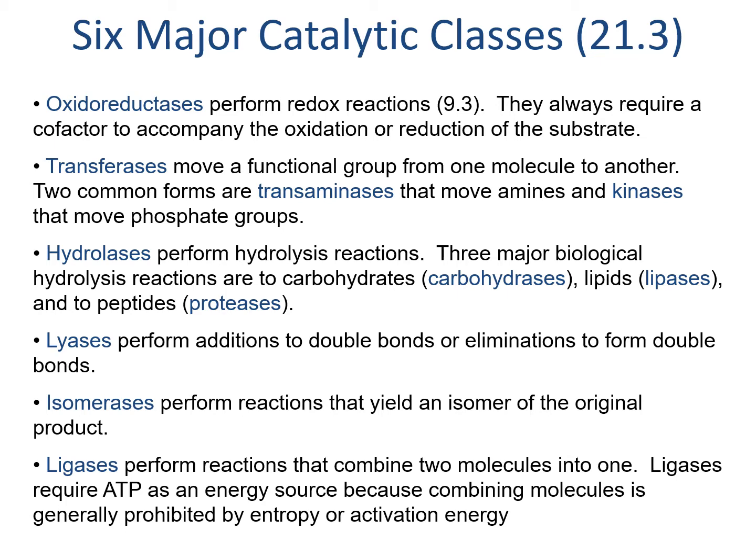Isomerases are going to perform reactions that yield an isomer of the original product, so it's going to have the same formula, but it will have a different structure. These are fairly common in our central metabolism. And ligases are going to perform reactions that combine 2 molecules into one. Notice that ligases require ATP as an energy source, but the phosphate is not transferred onto any of the molecules. Only the energy from breaking ATP apart is used to combine those molecules into one.